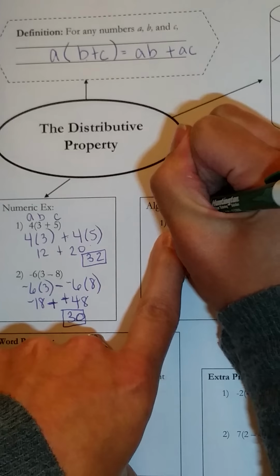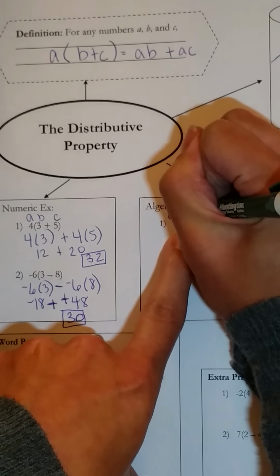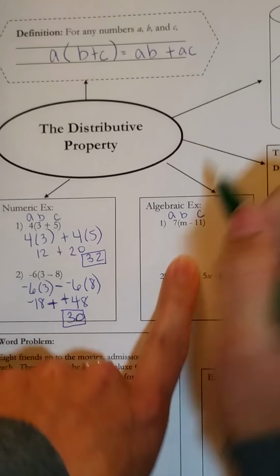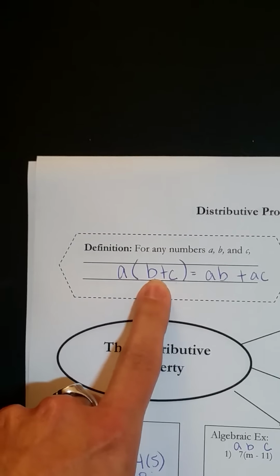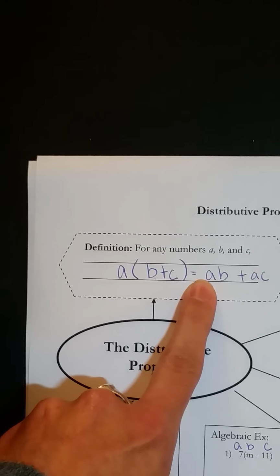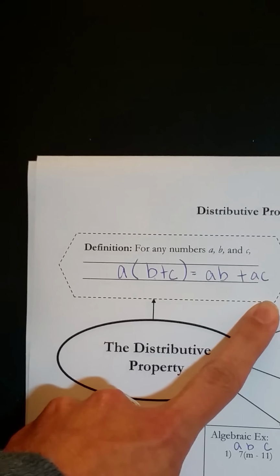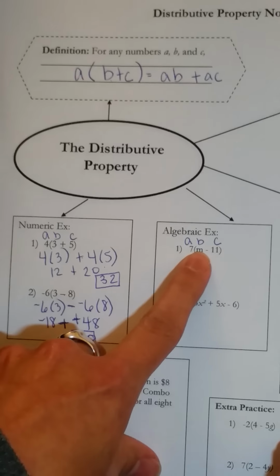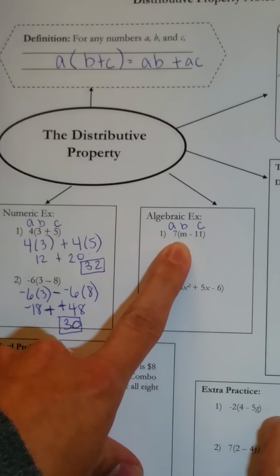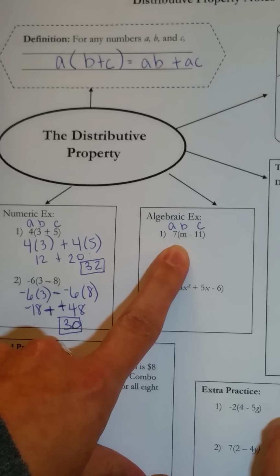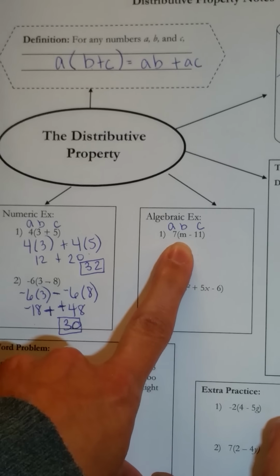So 7 is our A, M is B, and 11 is C. And we're going to use the same thing that we have up here: A times B plus A times C. All right, so don't let the M change. And you're not solving for M. This is not an equation. This is an expression. So you can't solve for M.